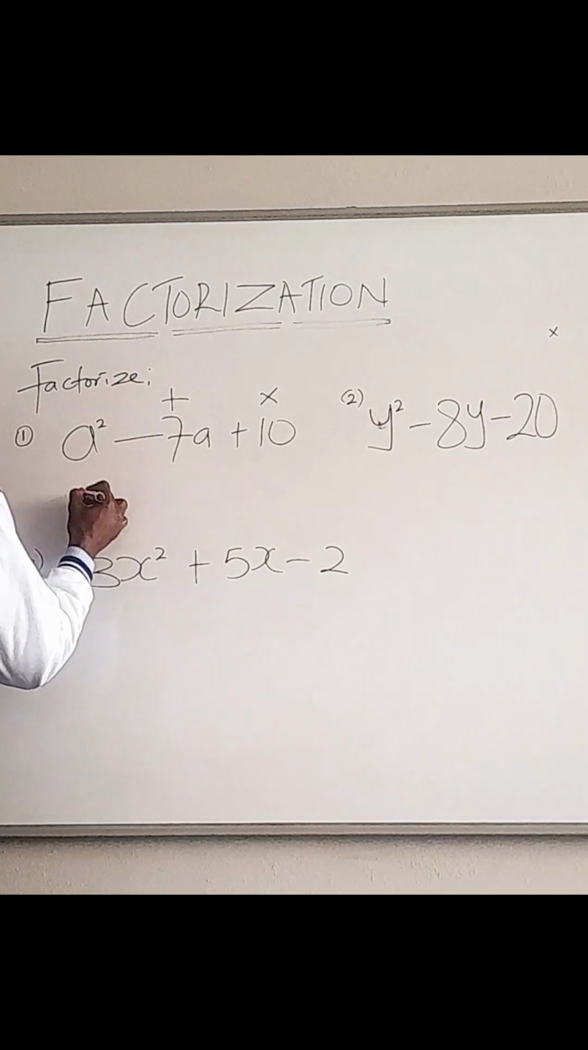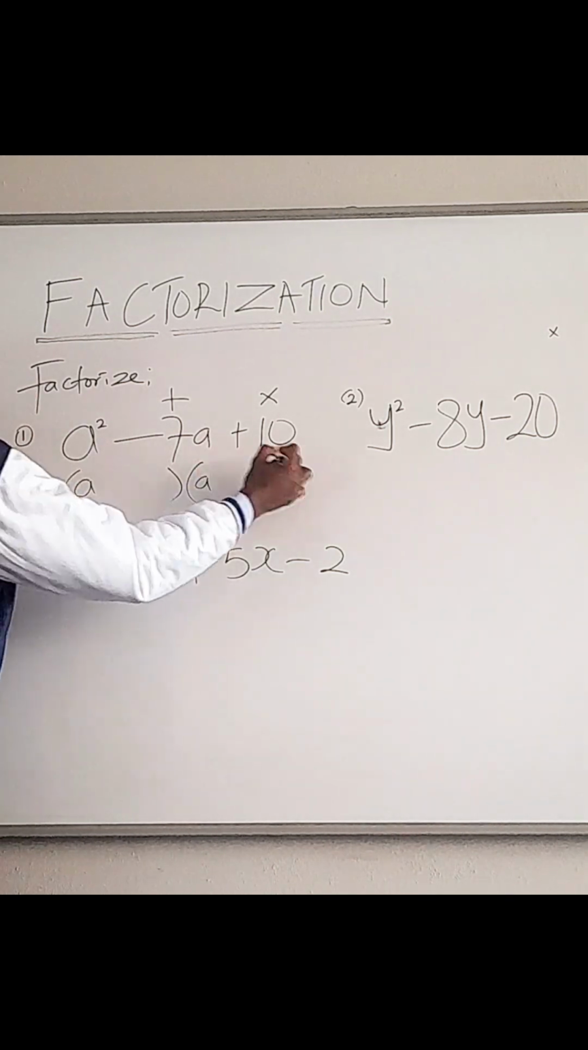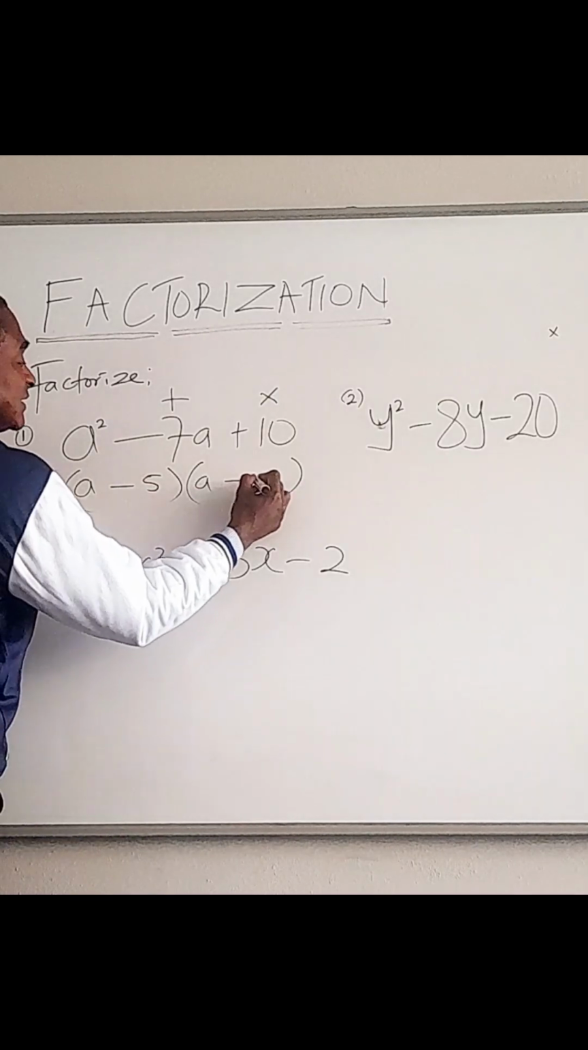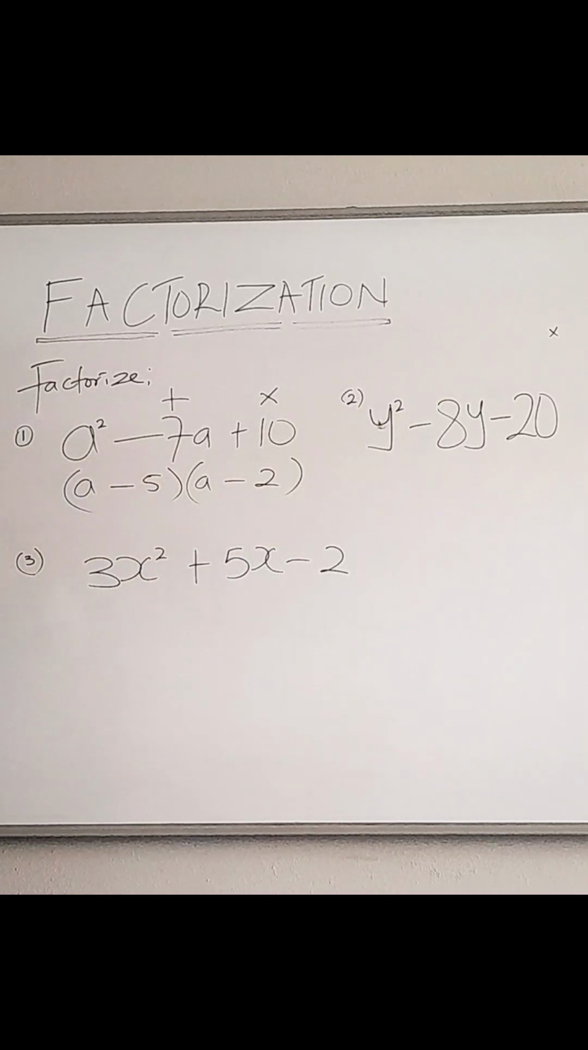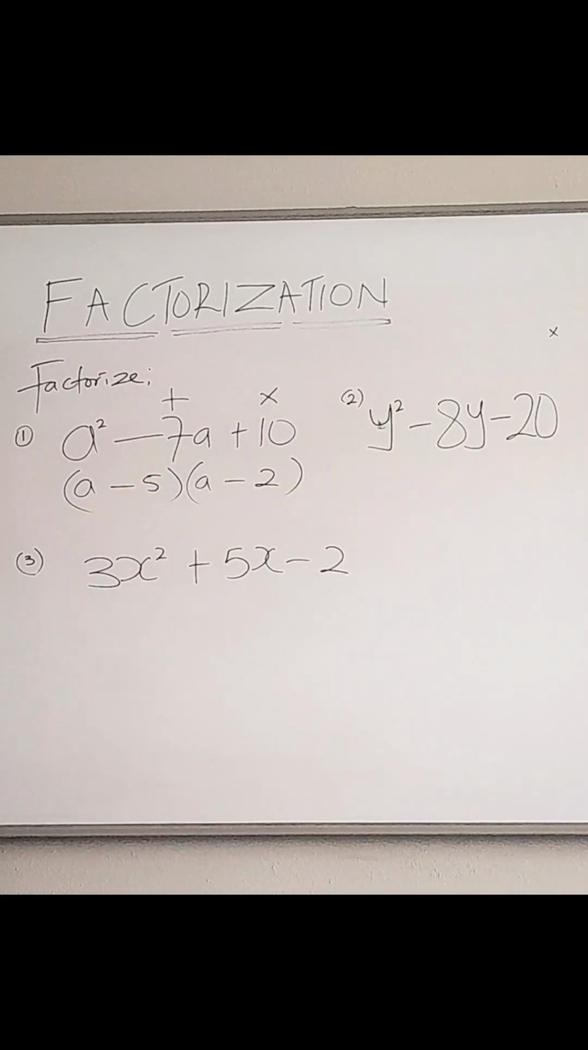So I will break this A into two brackets and then add those two numbers. I said -5 and -2. So I have factorized this. This is how to factorize. Those two numbers, when you add them, give you the middle number. When you multiply them, they give you the last number. Those are the factors of that trinomial.